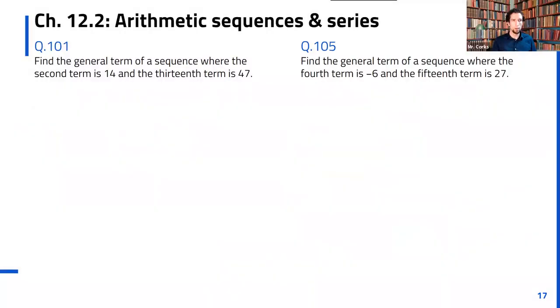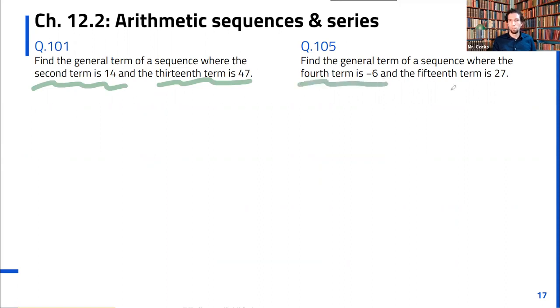So next pair of questions here. We want the general term for each of these, and we're just given some kind of random term somewhere in the middle of the sequence. Let's do the one on the left together. We had an example like this in class, but let's just do it together anyways, and then I'll let you do the one on the right.